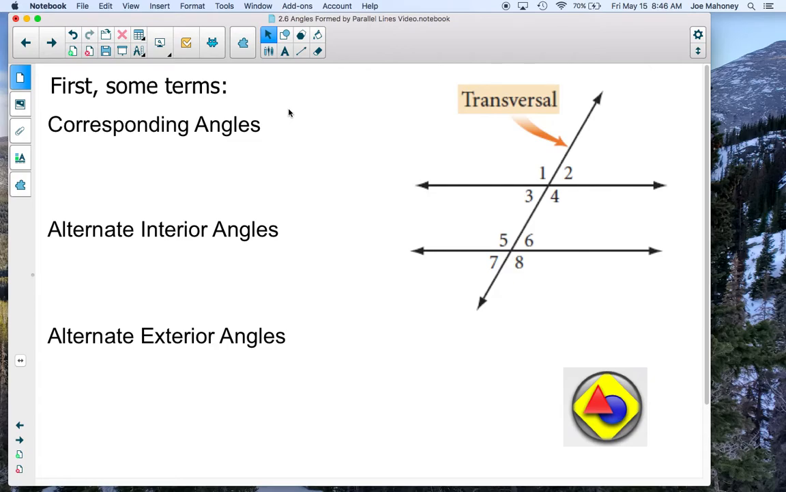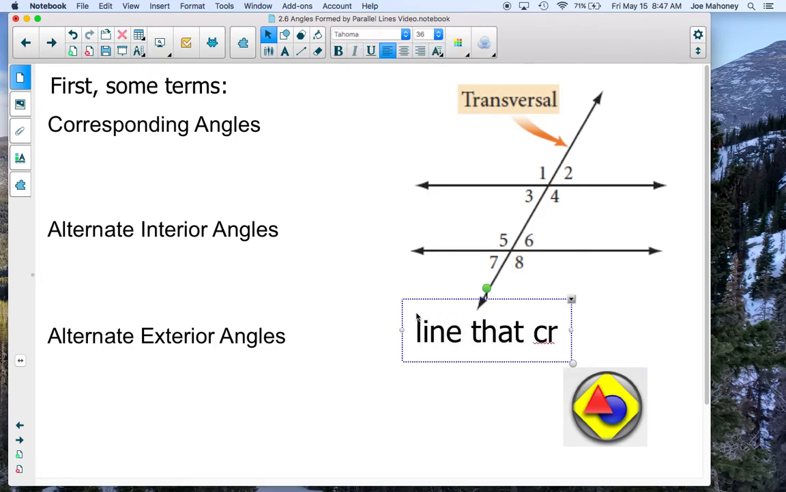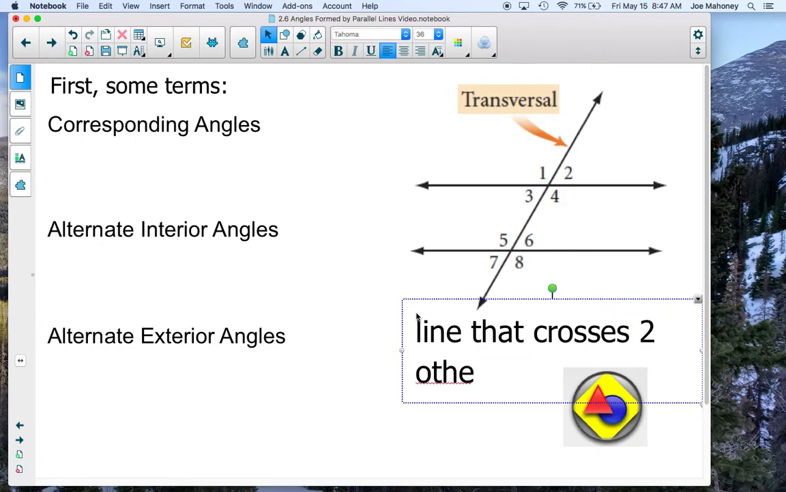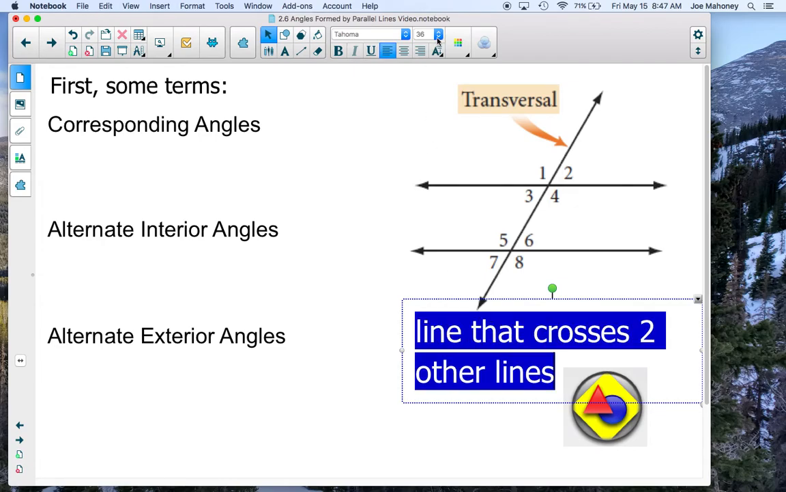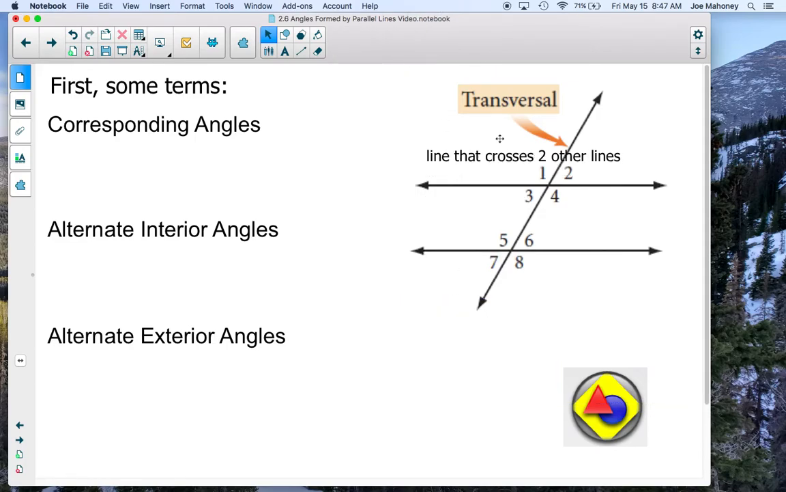So the first thing I want to introduce is this line over here called a transversal. So a transversal is a line that crosses two other lines. Let's see if I can type that in. A line that crosses two other lines. It doesn't have to cross really two. It could cross a lot more than that. Let's see if we can make that a little bit smaller for you so it doesn't take up the whole screen. There we go. We'll throw that up there with transversal.